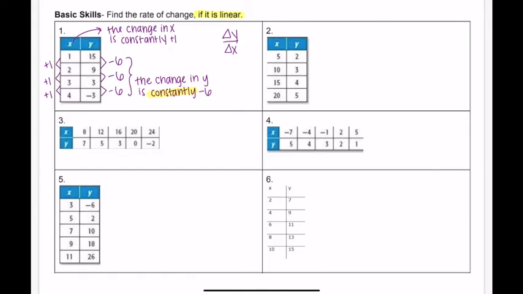So our change in y over our change in x, the change in y was down 6 or -6, and the change in x was +1. So since this was a constant rate of change, this is a linear rate of change. So the rate of change is -6, because -6 over 1 is just -6, and this is linear.